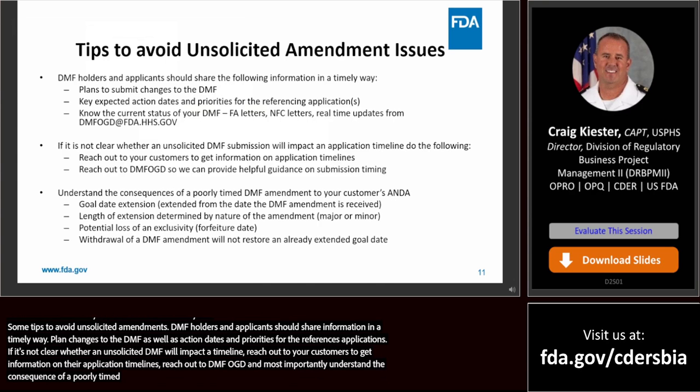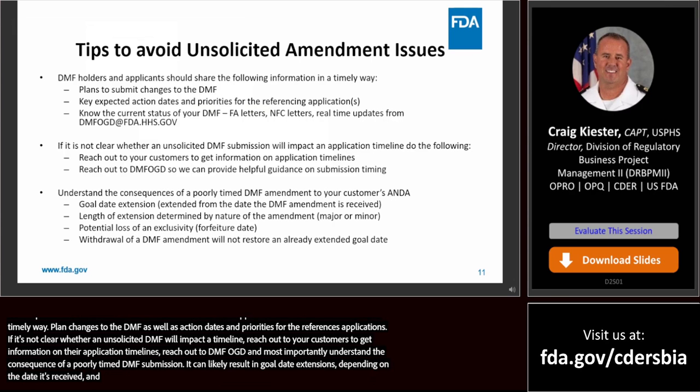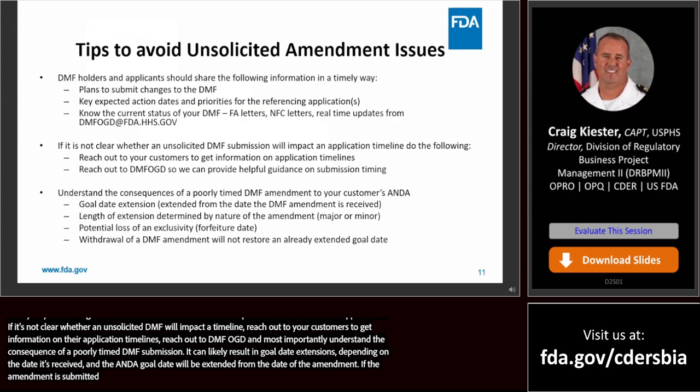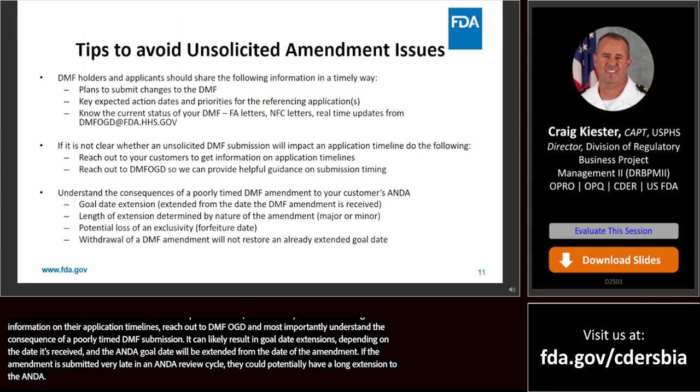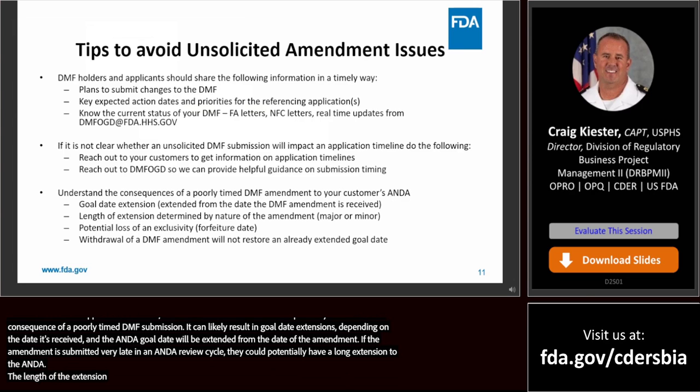It can likely result in goal date extensions depending on the date that it's received, and the ANDA goal date will be extended from the date of the DMF amendment. So if that amendment is submitted very late in an ANDA review cycle, they potentially could have a long extension to the ANDA. The length of that extension is determined by the nature of the amendment, if it's a major or a minor. It could result in them losing an exclusivity or a forfeiture date, and withdrawal of an amendment will not undo an already extended goal date.